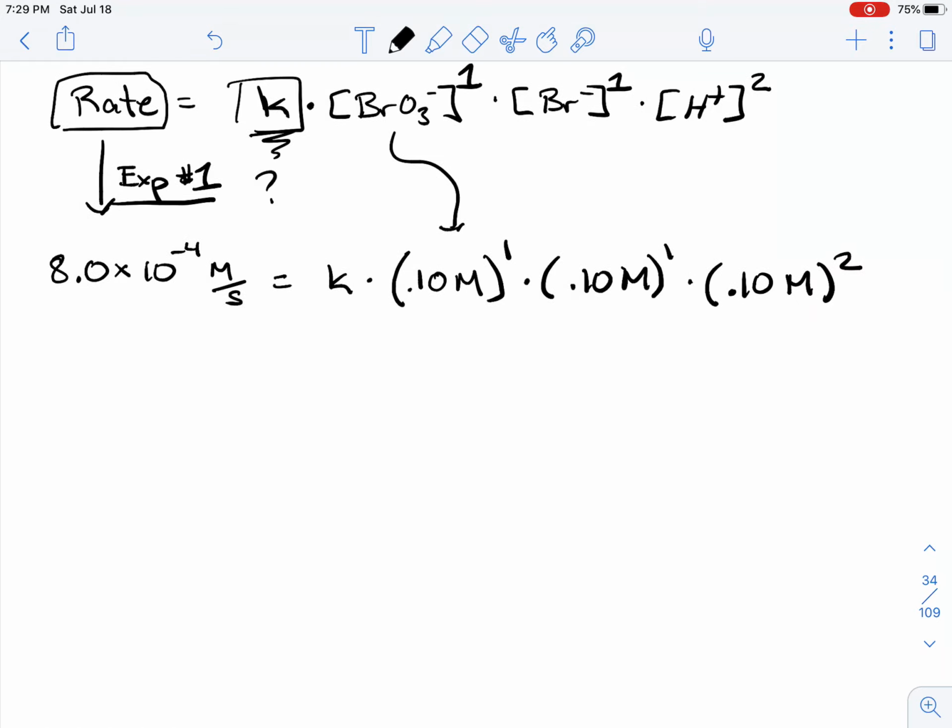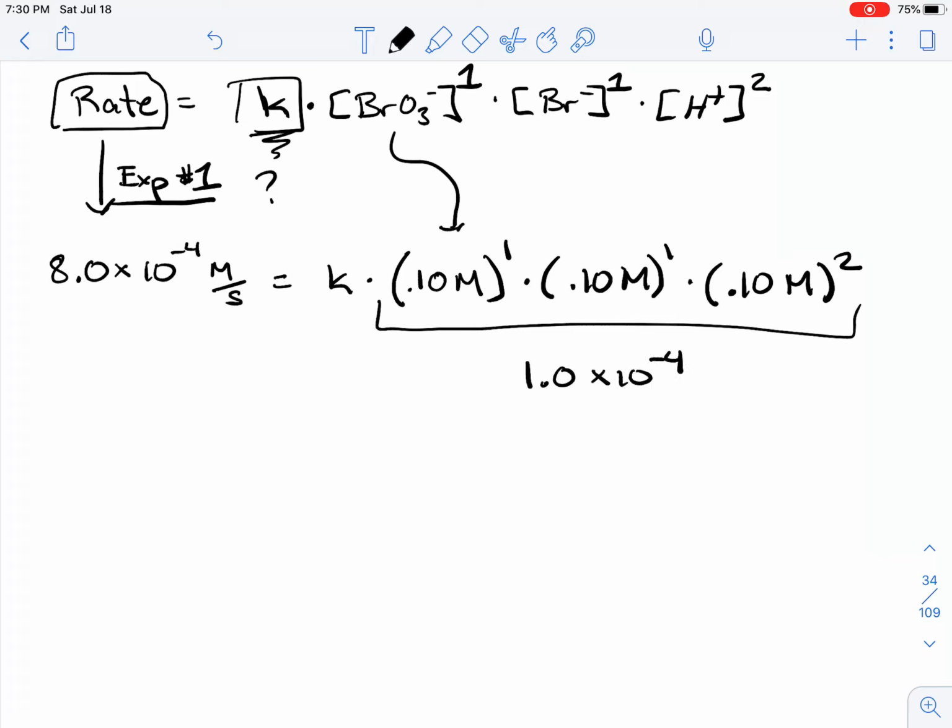Okay. And so I'm going to go ahead and plug this into my calculator. So I have 0.1 squared times 0.1 times 0.1. And what I'm going to get is 1.0 times 10 to the negative 4.